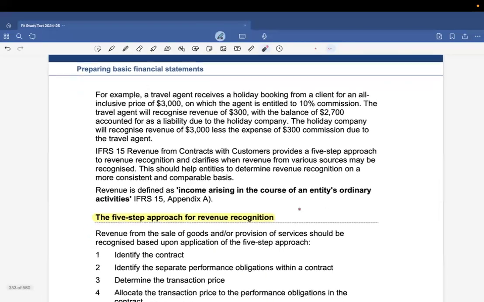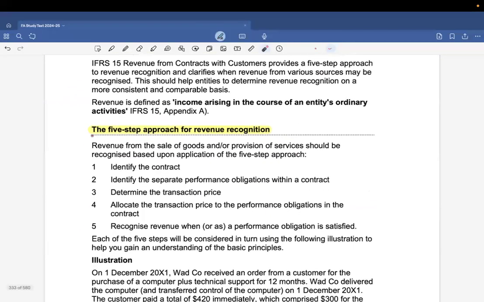Okay, let me say it again. The five-step revenue recognition approach. This is very compulsory for you to study. So the first one is identifying the contract. That means you have to identify what your contract says.